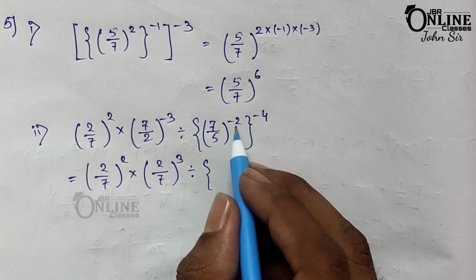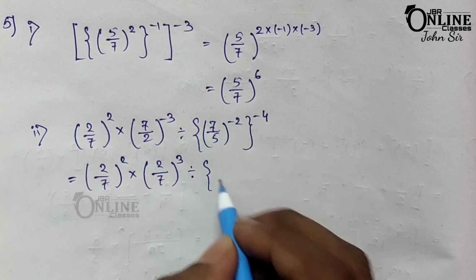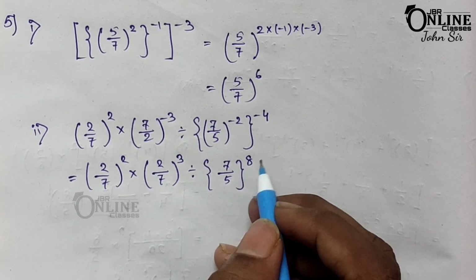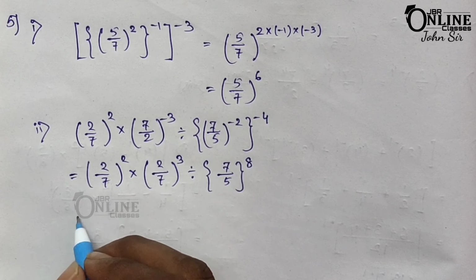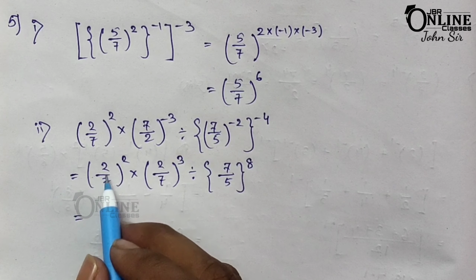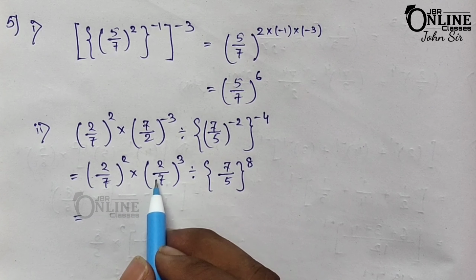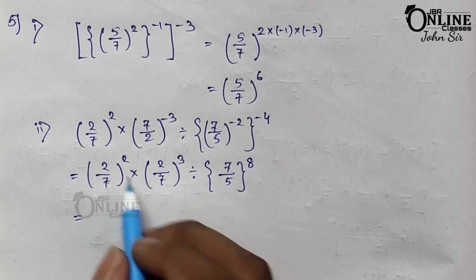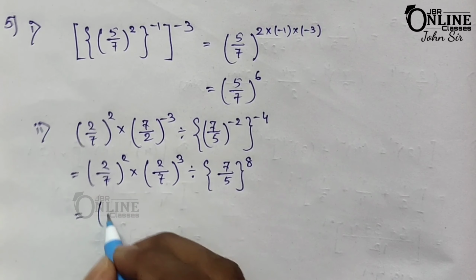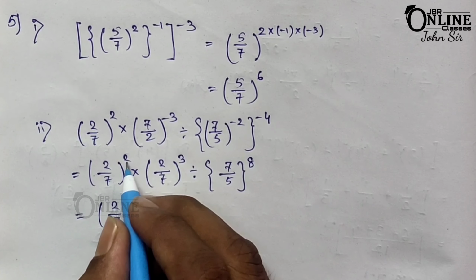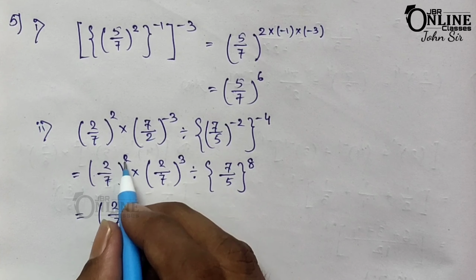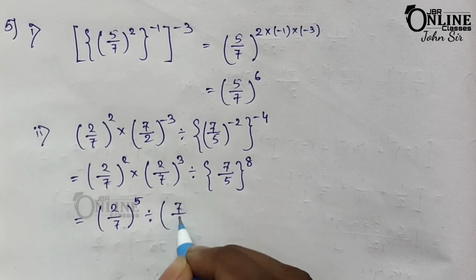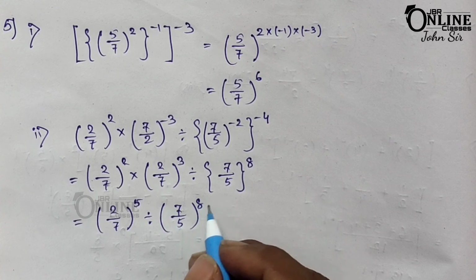So it becomes minus into minus plus and 4 into 2 is 8. So 7 by 5 whole to the power 8. Now as here these two are in multiplication, here it's 2 by 7 and 2 by 7, so these two are in the same base. So you can write here 2 by 7 and then this power will be added. So 2 plus 3 it becomes 5, divided by 7 by 5 whole to the power 8.